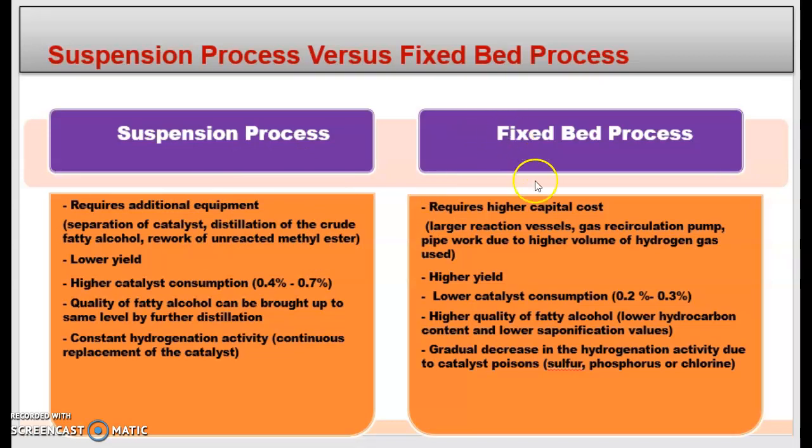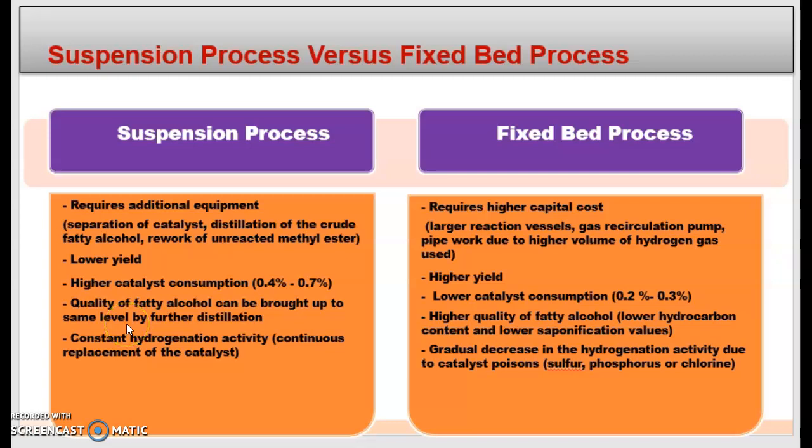As compared to the fixed bed process, it requires higher capital cost. This is because they require very large reaction vessels, a gas recirculating pump, and also pipe work due to the high volume of hydrogen gas used. The bad thing about the suspension process is that it produces a very low yield of fatty alcohol as compared to the fixed bed process, and it also uses more catalyst.